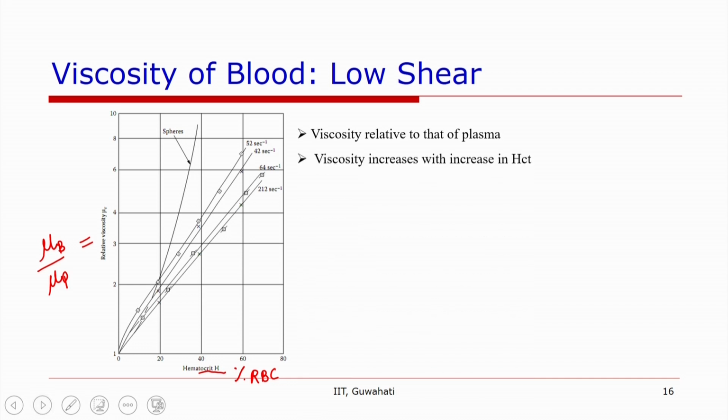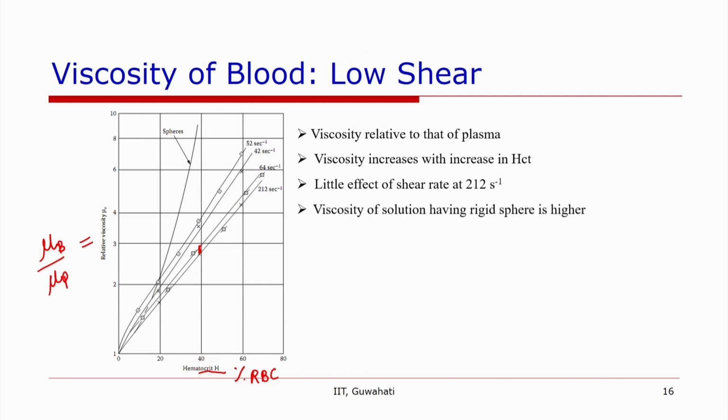So as you can see from here, the viscosity of the blood increases with increase in volume fraction of red blood cells, or with increase in hematocrit. At one particular hematocrit value, with the increase in shear rate, the viscosity decreases. However, there is not much effect of the shear rate from 64 to 212.